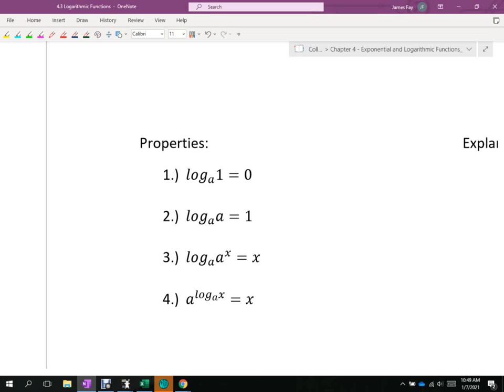Same thing here in the second one. A raised to what power will give me A? A raised to the first gives me A. A raised to what power gives me A to the x? A to the x gives me A to the x.